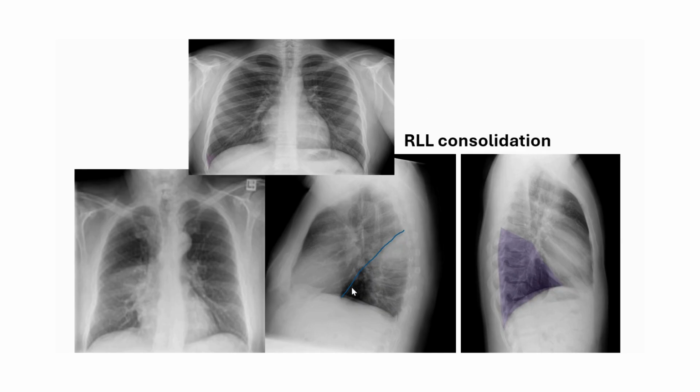Another is the right lower lobe consolidation. This blue line denotes the oblique fissure, and in the PA film we cannot visualize the entire right lower lobe because it lies posteriorly. So only in the CP angle can you visualize it, and for the consolidated part you have to differentiate. If the hemidiaphragm is obscured, then it is the lower lobe. Otherwise, a lateral film should be taken to differentiate middle and lower lobe.